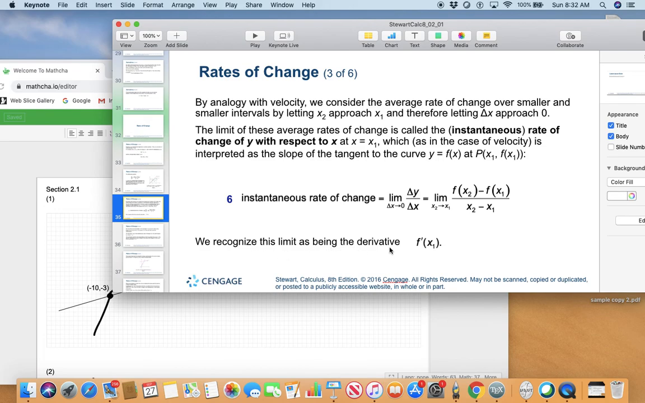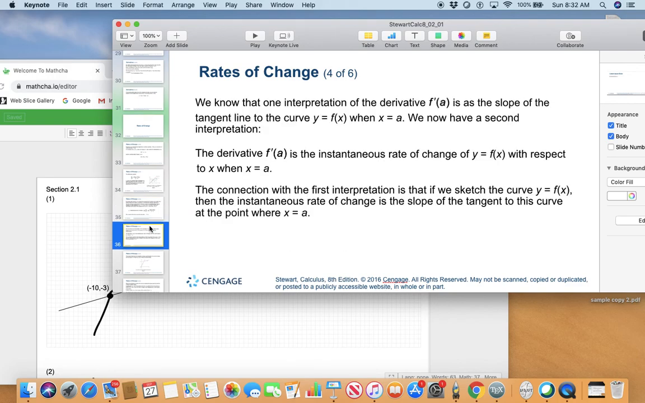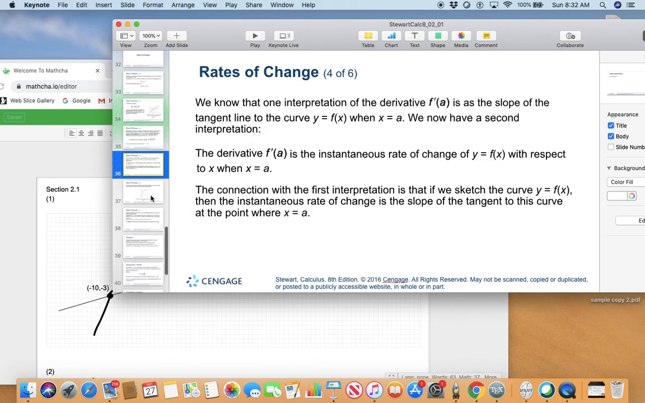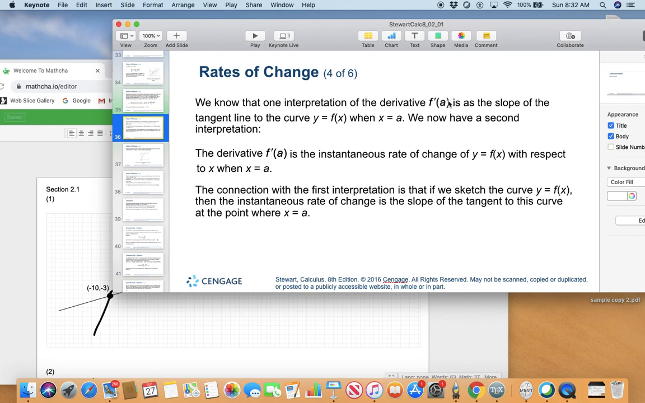Now we recognize this limit as being the derivative at x1. We know that one interpretation of the derivative f prime of a is as the slope of the tangent line. We now have a second interpretation. The derivative f prime of a is the instantaneous rate of change of y equals f(x) with respect to x, when x is a. The connection with the first interpretation is that if we sketch the curve y equals f(x), then the instantaneous rate of change is the slope of the tangent to this curve.